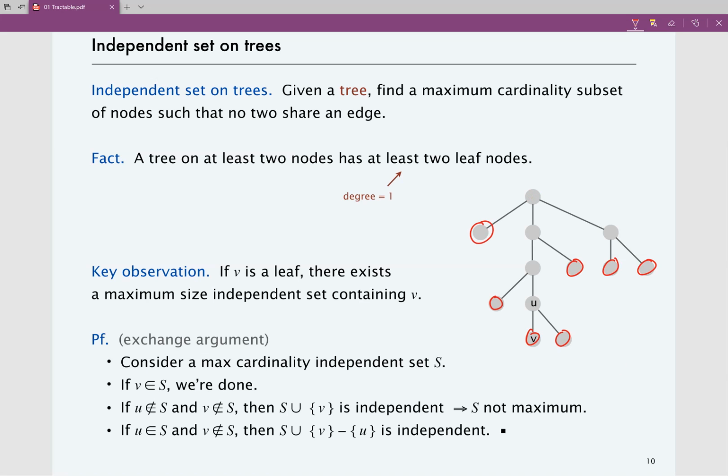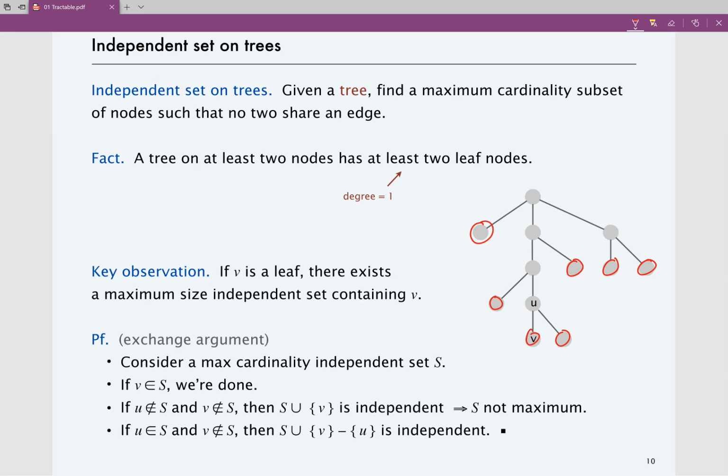All right, and the observation is that if v is a leaf, then there is a maximum size independent set which contains v. Since we're looking for this maximum size independent set, if we have a node v which is a leaf, then we should definitely include that node. This is what it's saying.